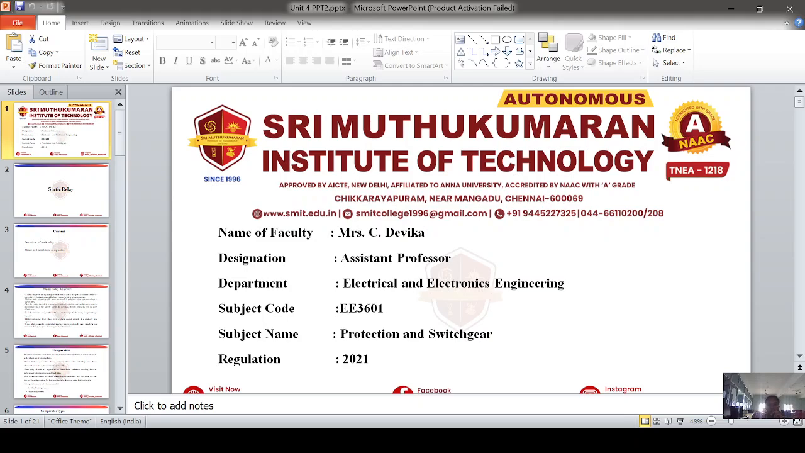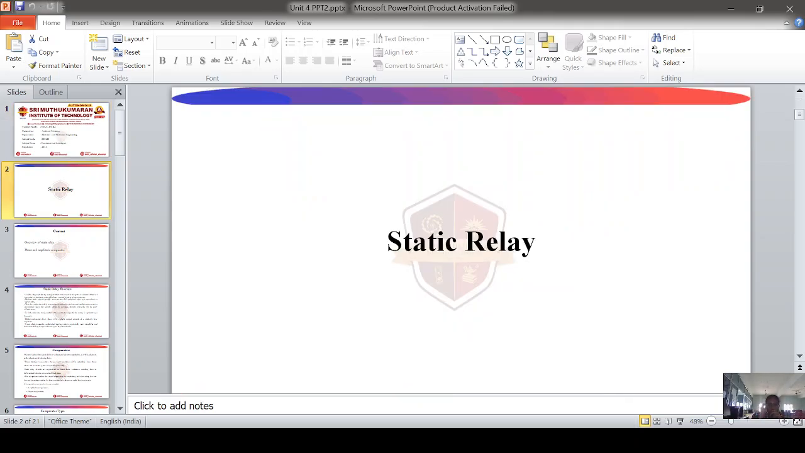Today we will learn about the subject WE3601 Protection and Switchgear for 2021 regulations. Today we will discuss the topic on static relay in power system techniques.